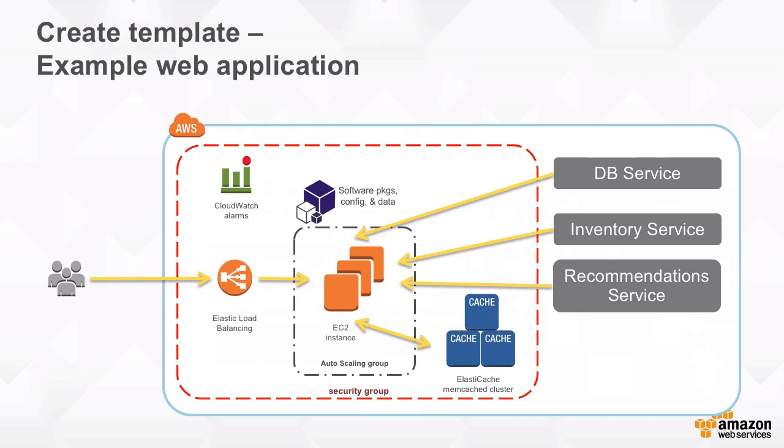So let's look at an example website. This is a simple web application. We have a load balancer, some monitoring alarms there from CloudWatch. We've got our EC2 instances in an auto-scaling group, an Elasticache cluster, and some software and data sitting on top of it. This application also has to reach out to other services such as the DB service, the inventory service, and the recommendation service for this website for it to operate properly.